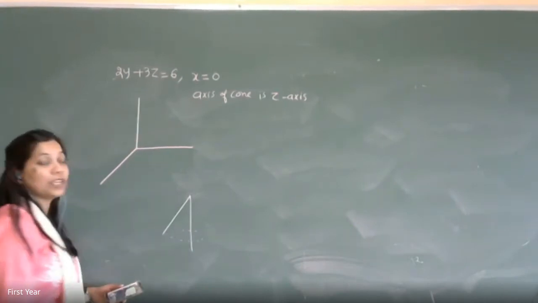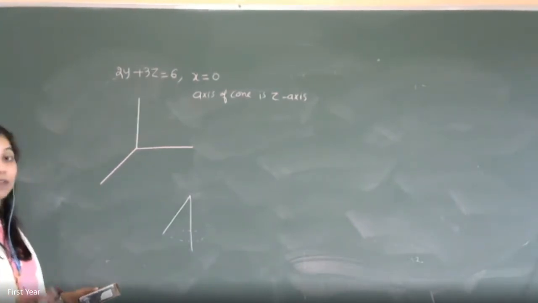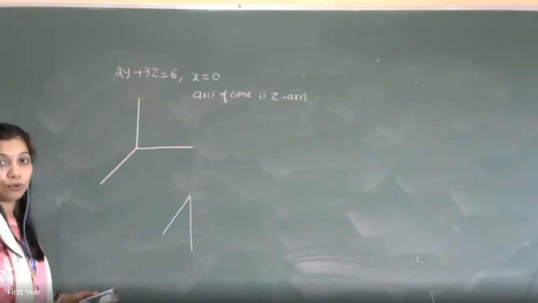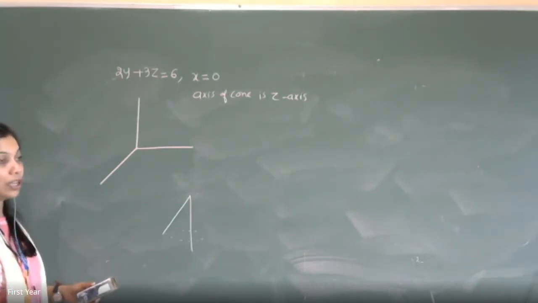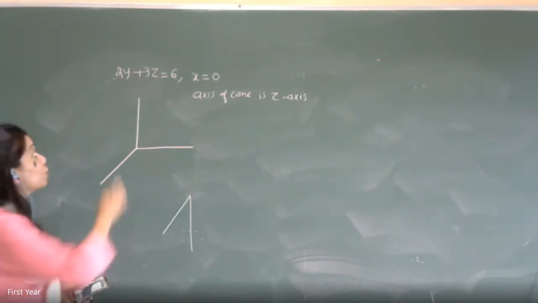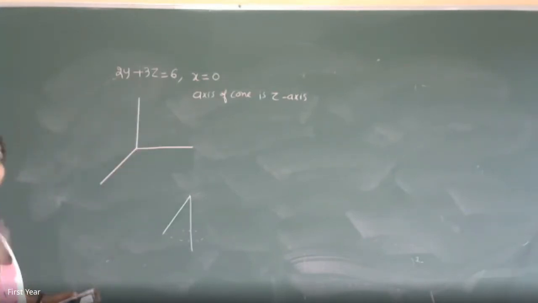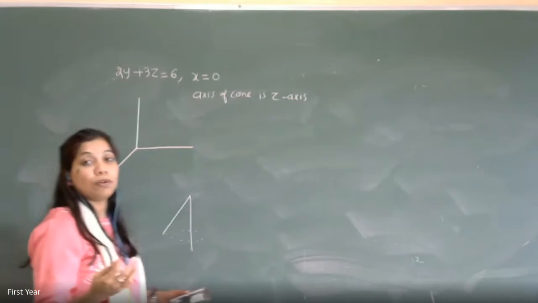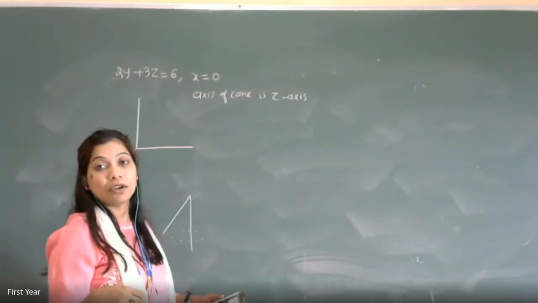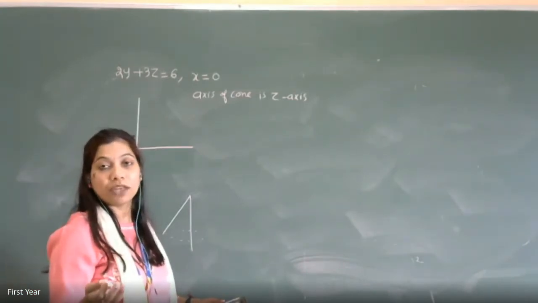That is 2y + 3z = 6, x = 0 is the line which is the fixed generator which is given to you. The general generator will give you the equation of the surface. So right now, this equation is going to be used as a fixed generator, for which I will write it in symmetrical form to get the direction ratios.